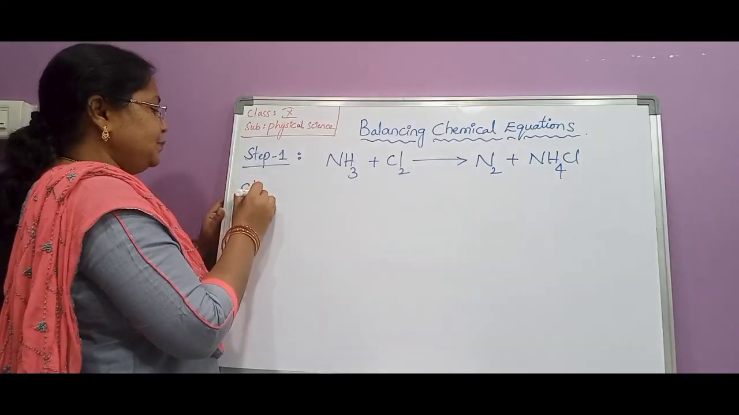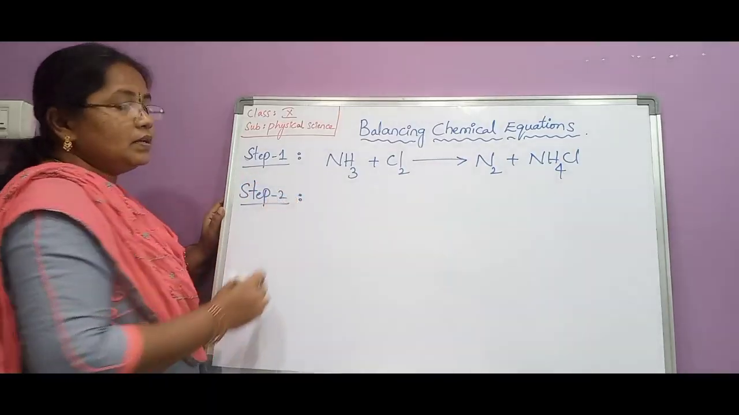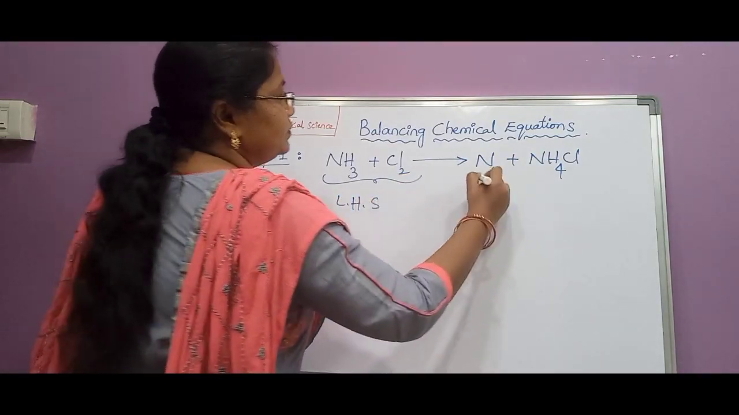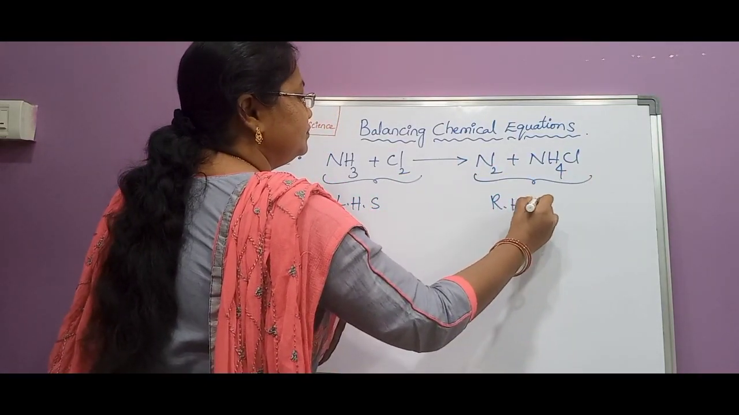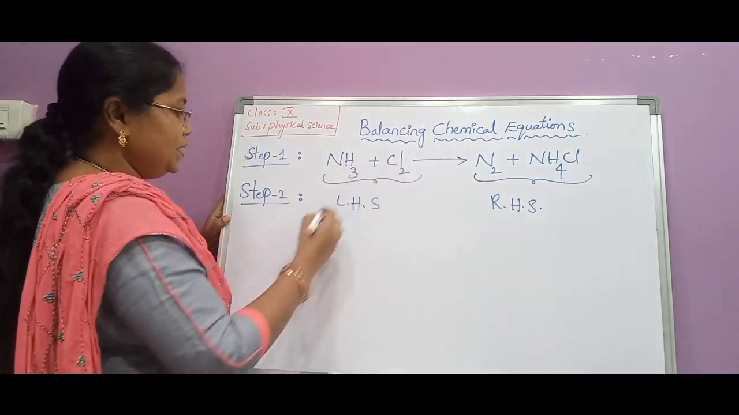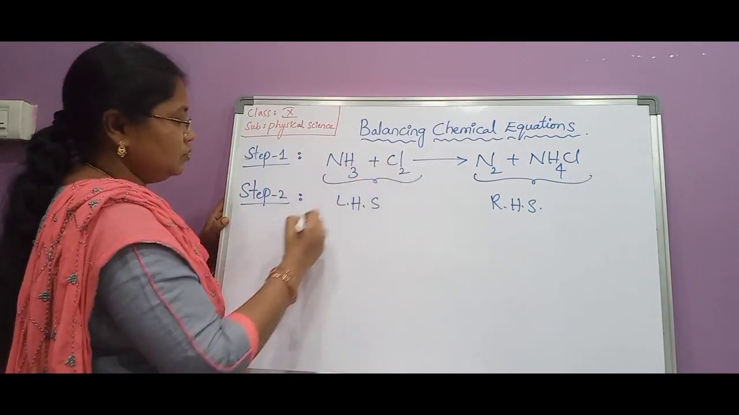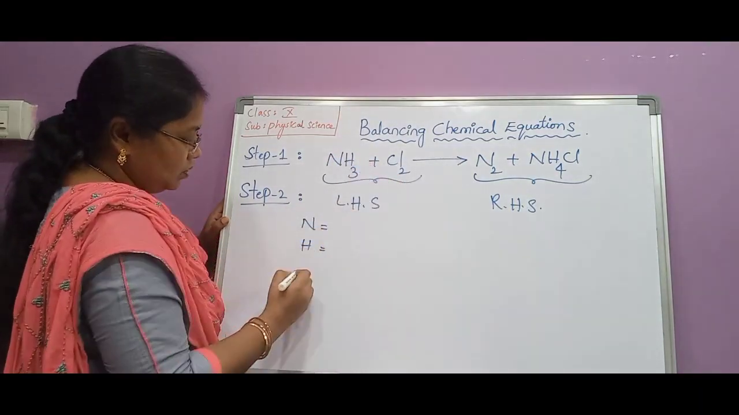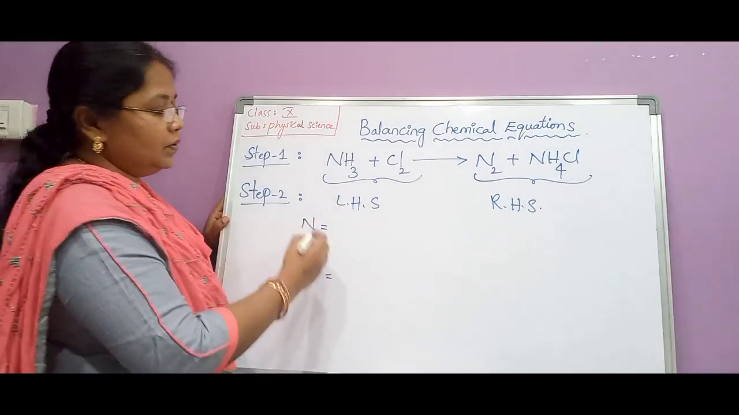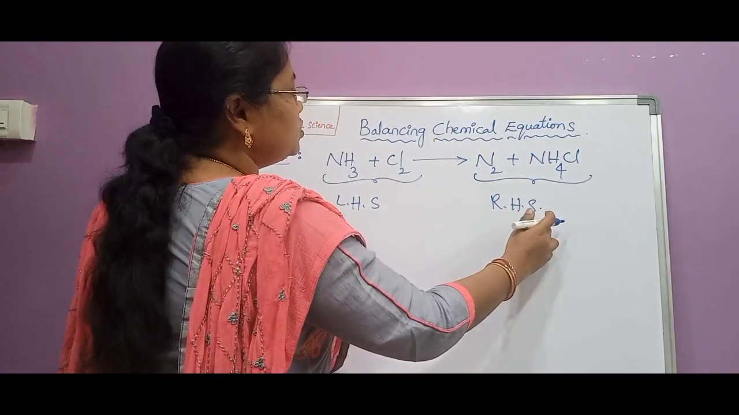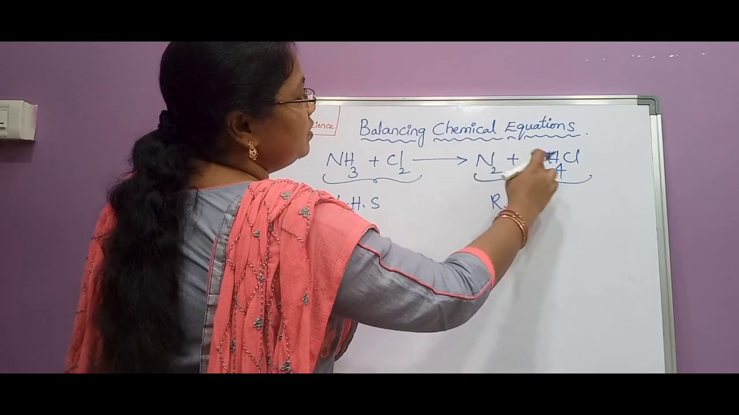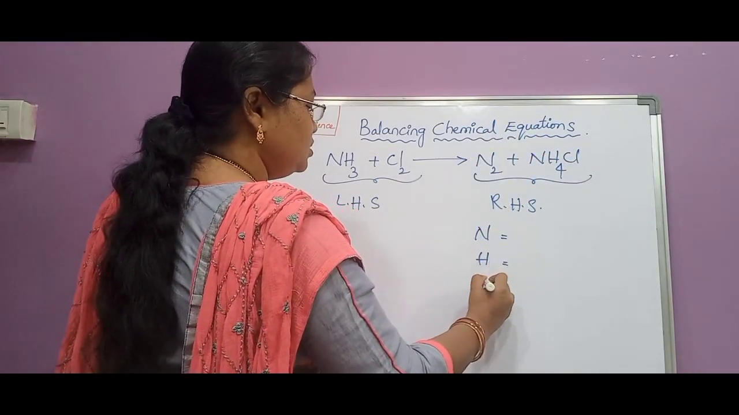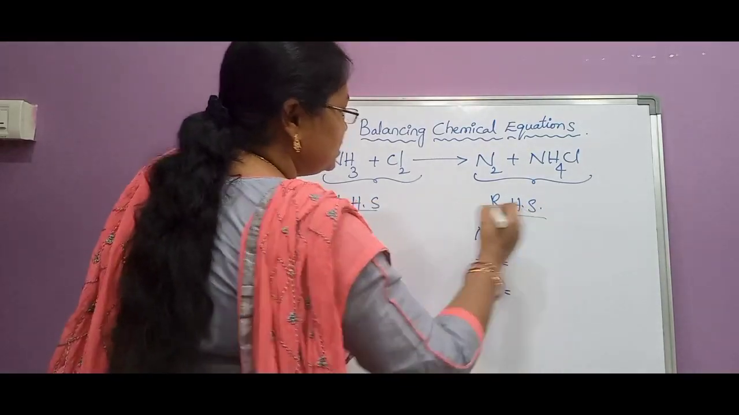Now, in step 2, we have to compare the number of atoms on each side. That means LHS side and RHS side. On the LHS side, how many elements are there? We are seeing nitrogen, hydrogen, and also chlorine. These 3 elements. On the RHS side also, we will find the same elements: nitrogen, hydrogen and chlorine.